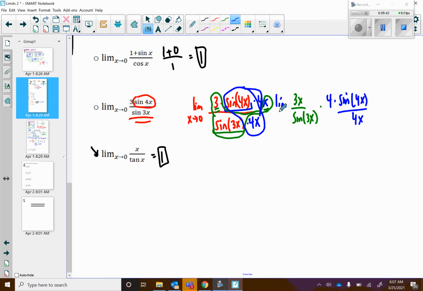And we still have the limit as x approaches 0. Well, we know this becomes 1, this becomes 1, and then I have 1 times 4 times 1, which leaves me with 4.